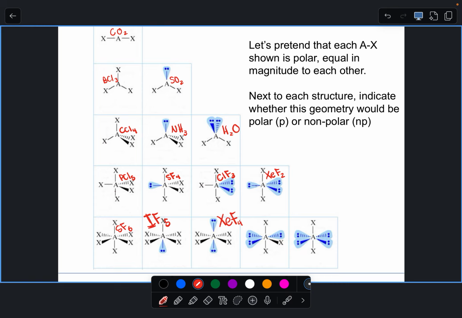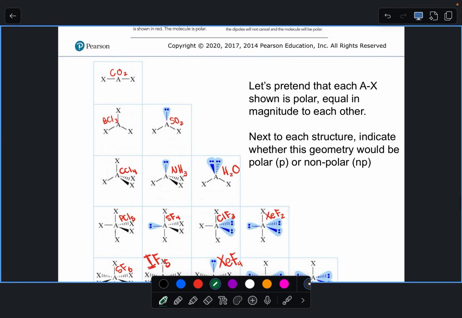Okay, so what I want to do is we're going to go through each one of these and we're going to do the simulation and look at it and decide, is it polar or not? Now, a quick caveat before I say this. Before we do this, you'll notice that in every single one of these, there's a central atom, and all the atoms around the outside are the same. Okay, so I specifically gave you CCl4, not CCl2F2.